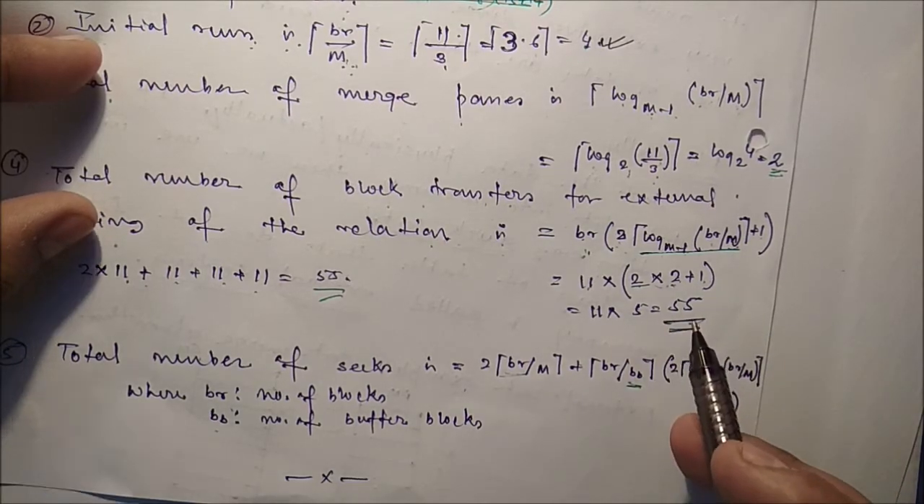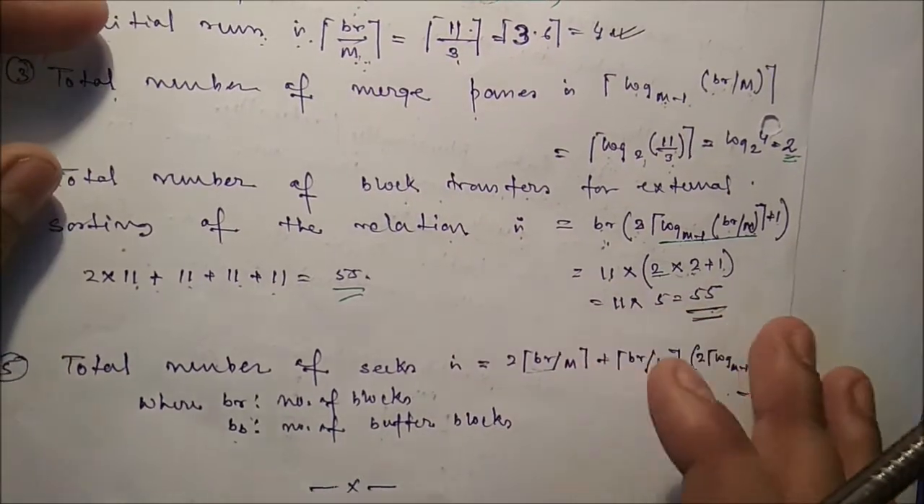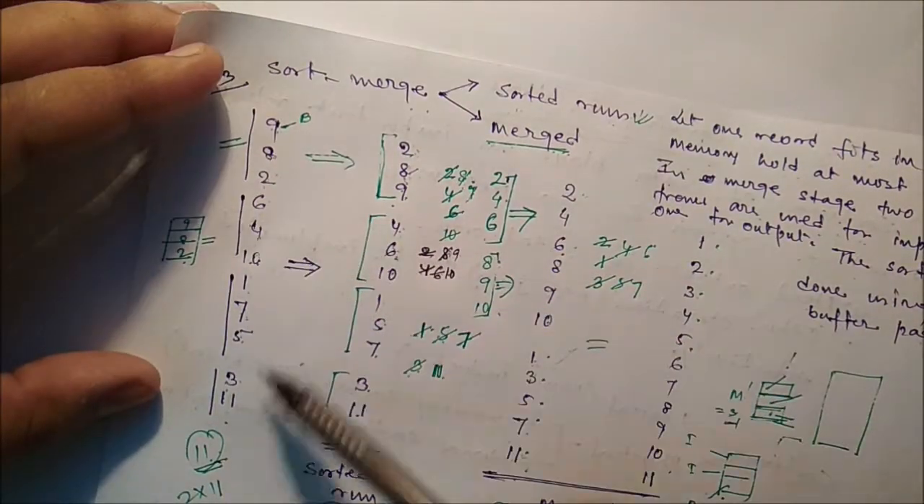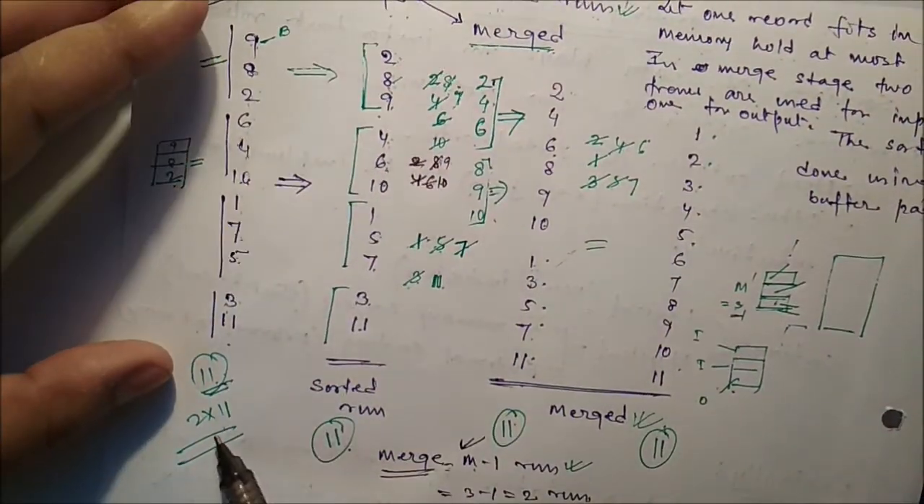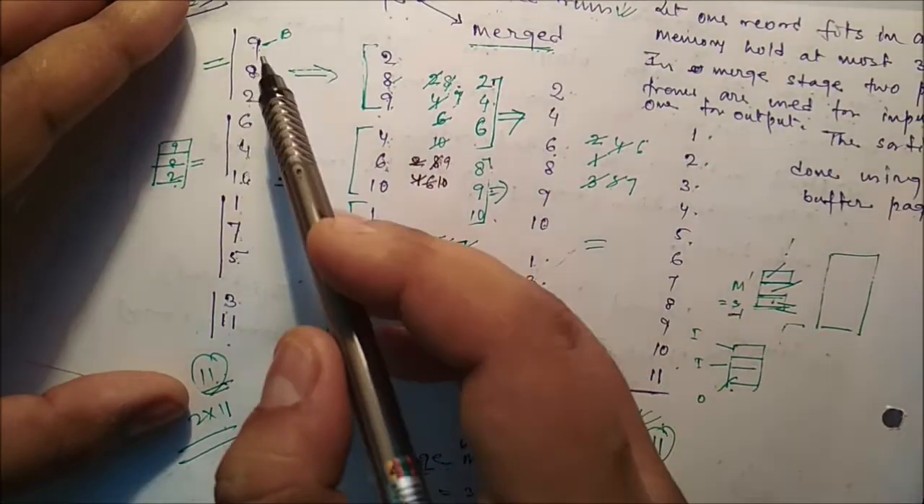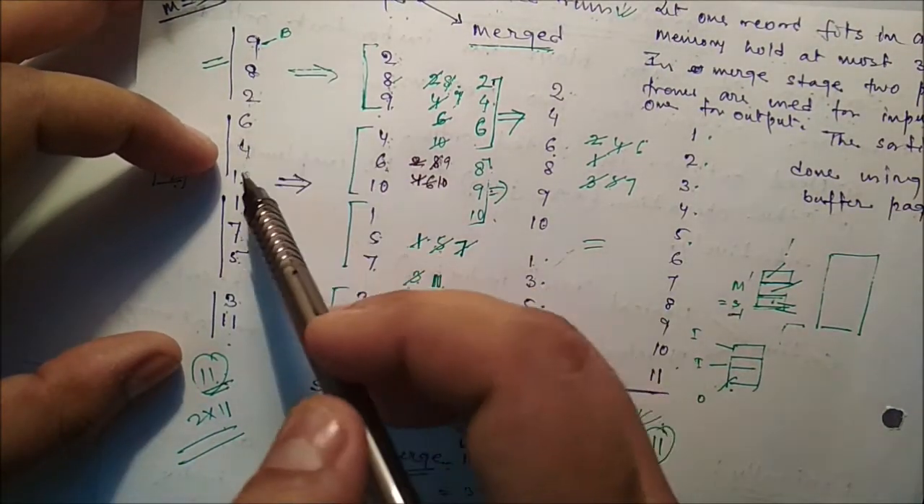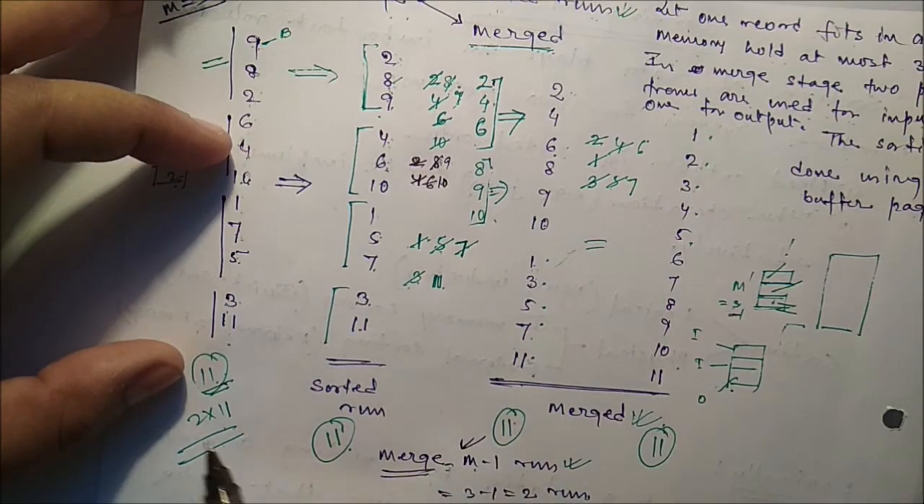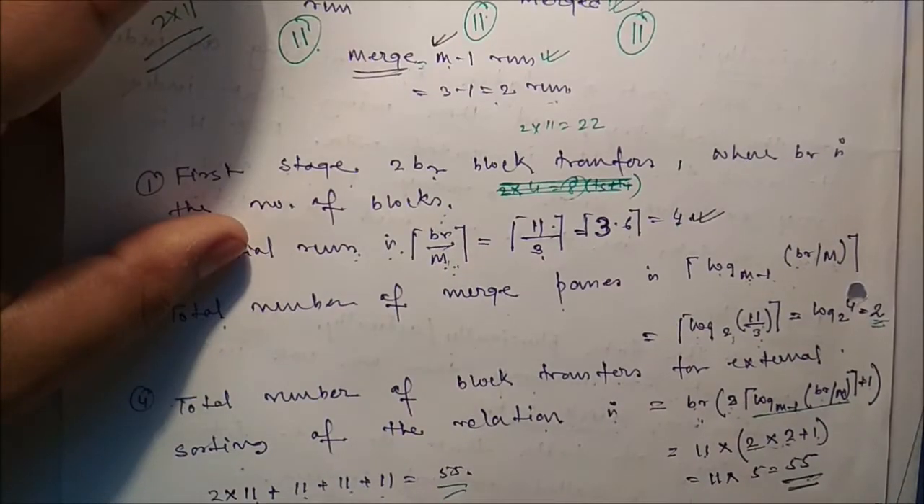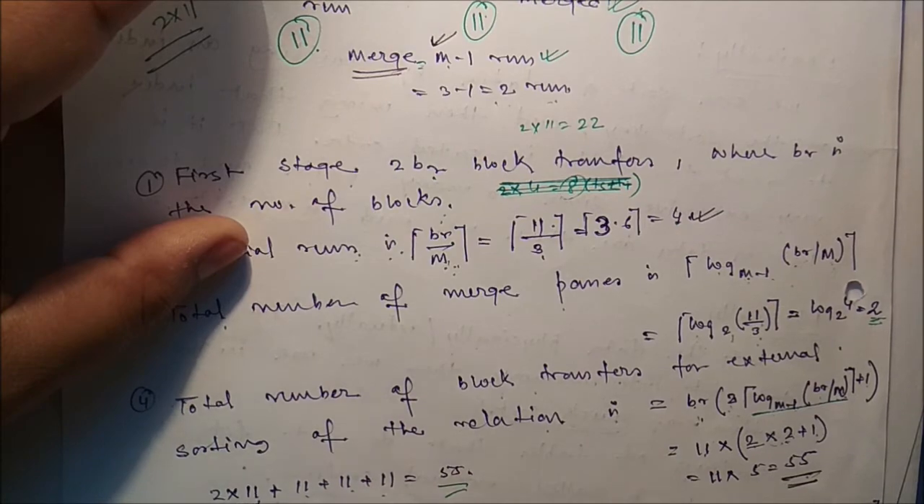Are you getting this one? So we have seen here how many total transfers there are. So here for the initial sorted run, we need 2 into 11 block transfers. So first pick up this 9, 8, 2 and then return back, then 6, 4, 10, then return back. It is 2 into 11, so it is 22.